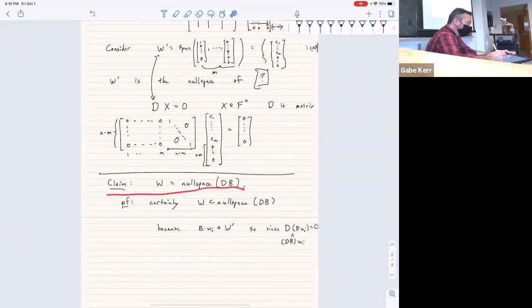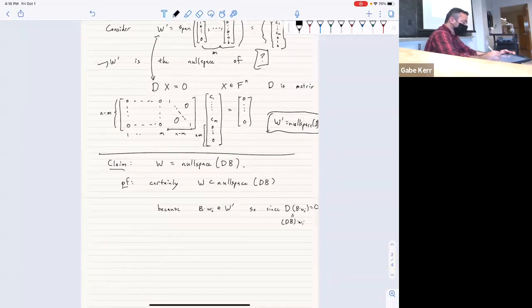So I'm making a claim. If you believe this, which I believe I showed, so you're saying that W prime is equal to the null space of D. If you believe that, then I want to make this claim that W is the null space of DB. And the point is that W prime is B of W. And B is invertible, so I can go back.